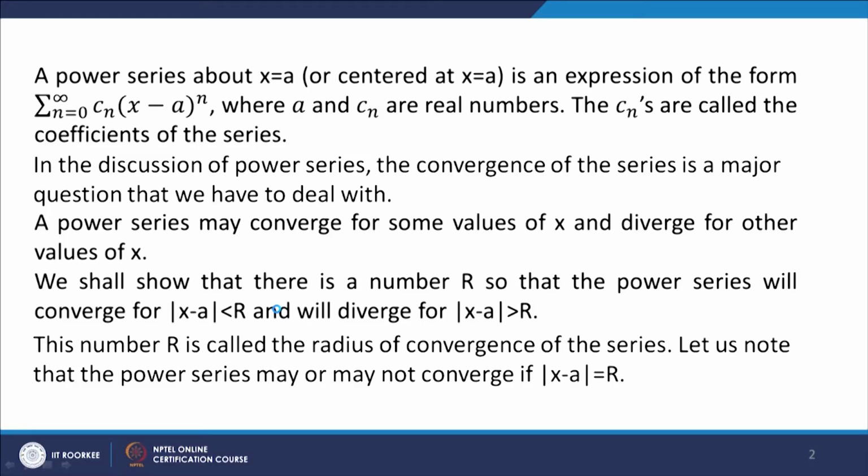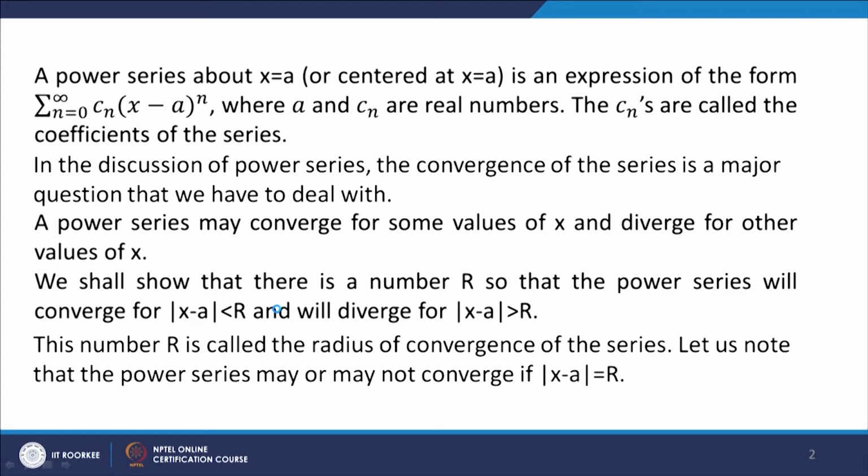A power series about a point x equal to a, or centered at x equal to a, is an expression of the form sigma n equal to 0 to infinity Cn (x minus a) to the power n, where a and Cn are real numbers. The Cn's are called the coefficients of the power series.